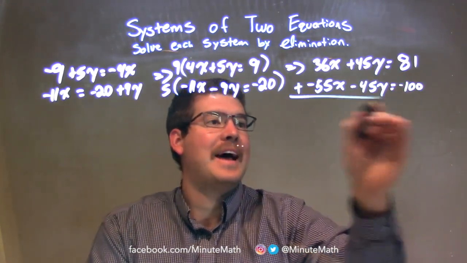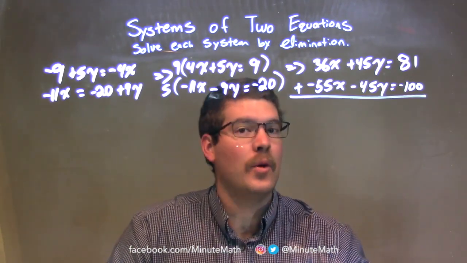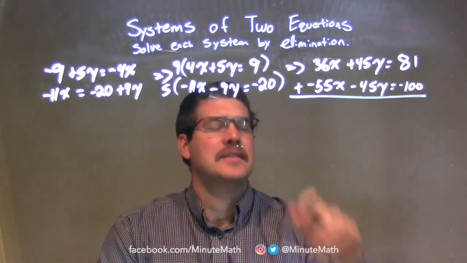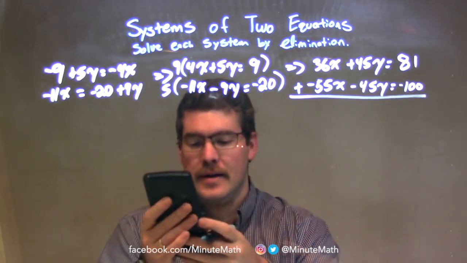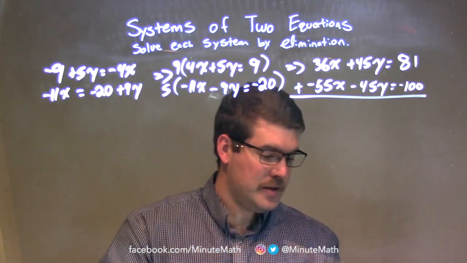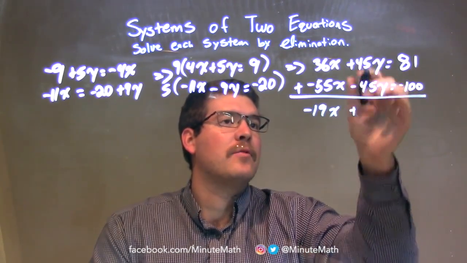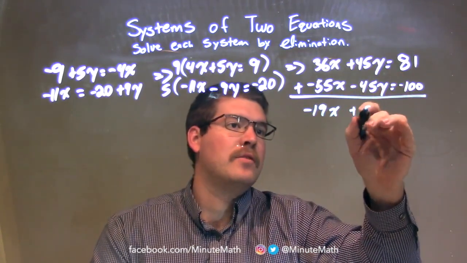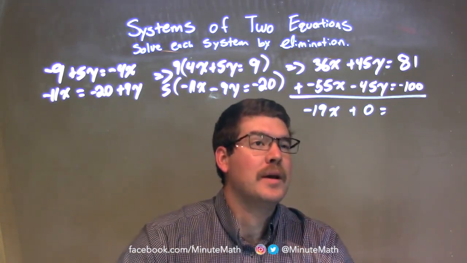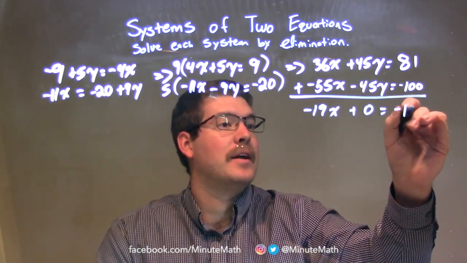So now I'm going to add these two equations together. Hopefully, we should eliminate the y variable. Adding the x's together, 36 minus 55 comes out to be negative 19. We have negative 19x. The y's will cancel. 45y and negative 45y will be a 0. And 81 and negative 100 come out to be, is that 19 again? Yes, that's a negative 19.